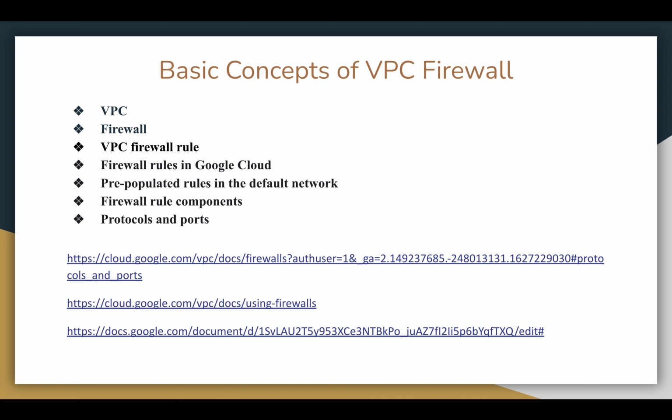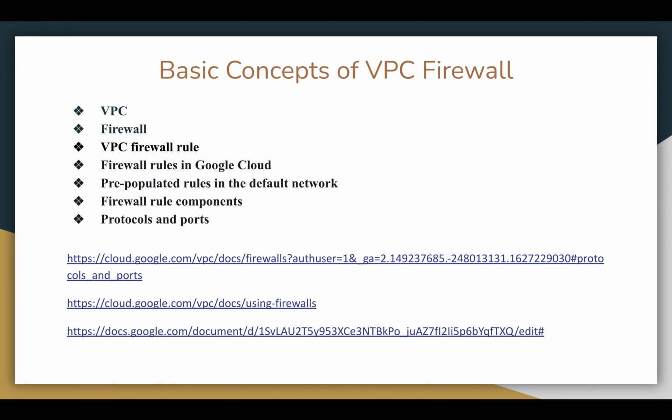Next, we are going to talk about pre-populated rules in the default network. The default network is pre-populated with firewall rules that allow incoming connections to instances. These rules can be deleted or modified as necessary. We have four types here: default-allow-internal, default-allow-ssh, default-allow-rdp, and finally default-allow-icmp.